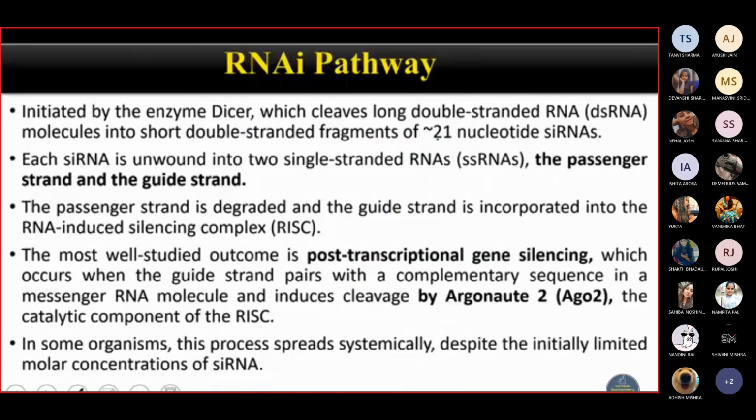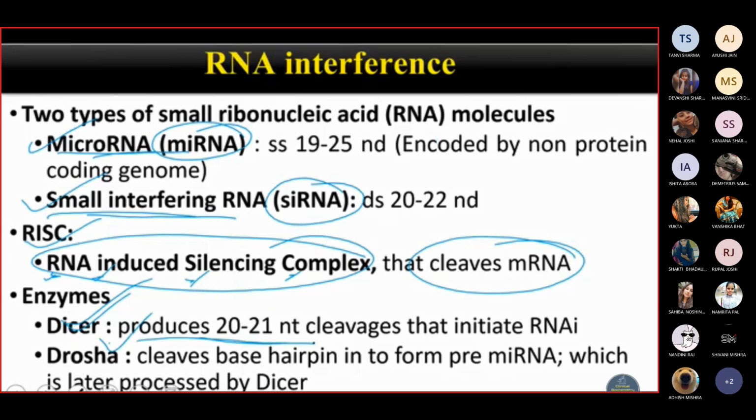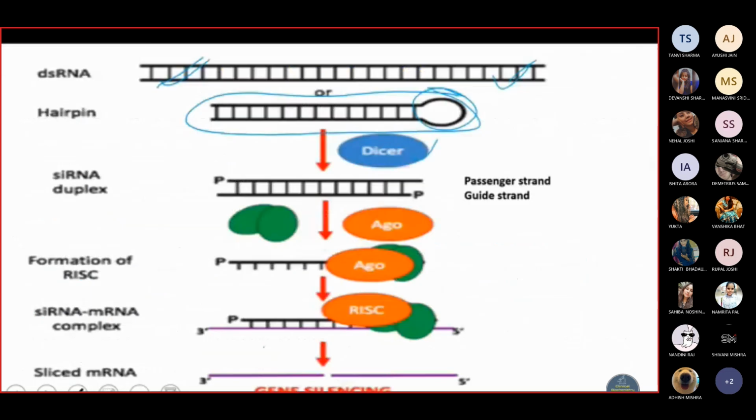Just now we have seen the dicer enzyme here. It digests the messenger RNA and gives you 20 to 21 nucleotide long fragments. This is done by dicer. In this fragment, 2 strands will be there. One strand is called the passenger strand, the other one is called the guide strand. The passenger strand will be slowly digested, it will be degraded.